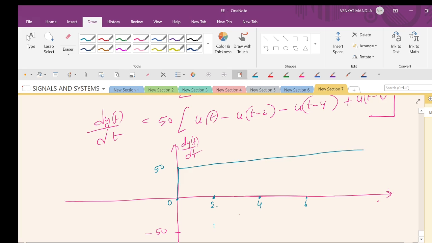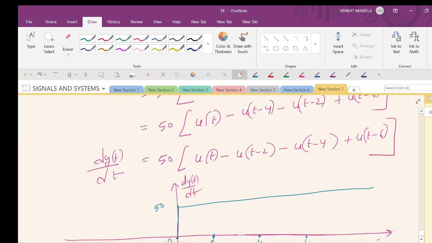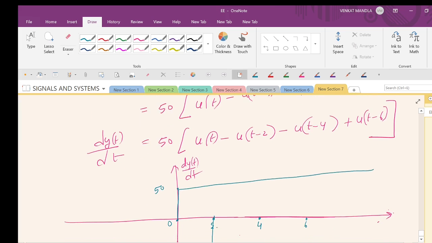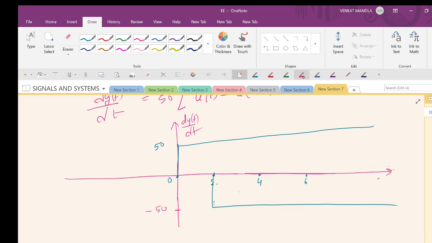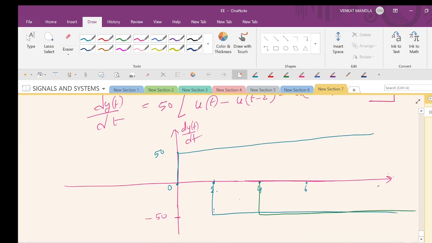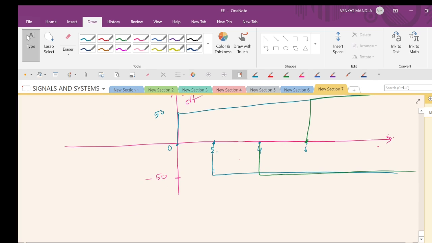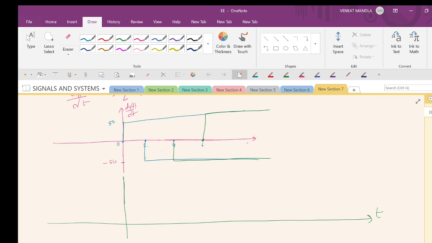This is 50 u(t). Next one, minus 50 u(t minus 2). So this is minus 50 u(t minus 2). Next one, minus 50 u(t minus 4). So I will represent it with another color. This one, minus 50 u(t minus 4). Next, plus 50 u(t minus 6). From here, plus 50 u(t minus 6). All these things should be added.